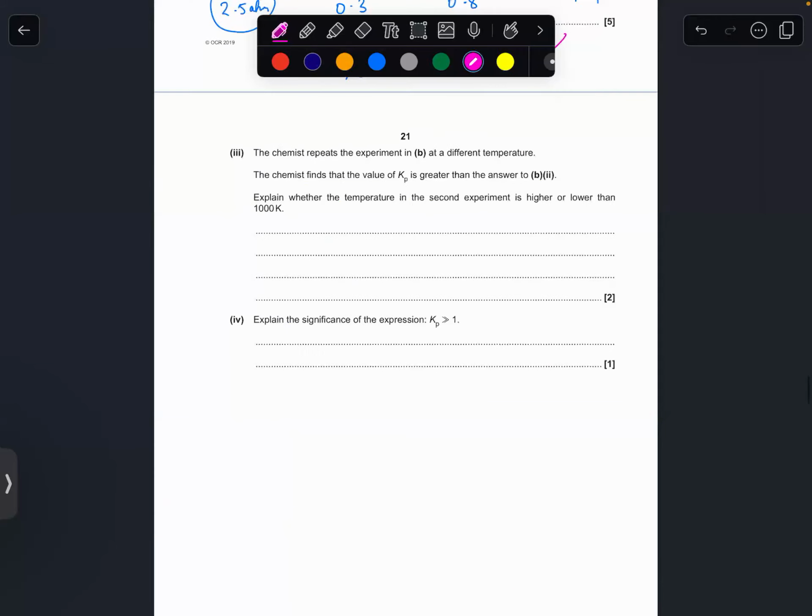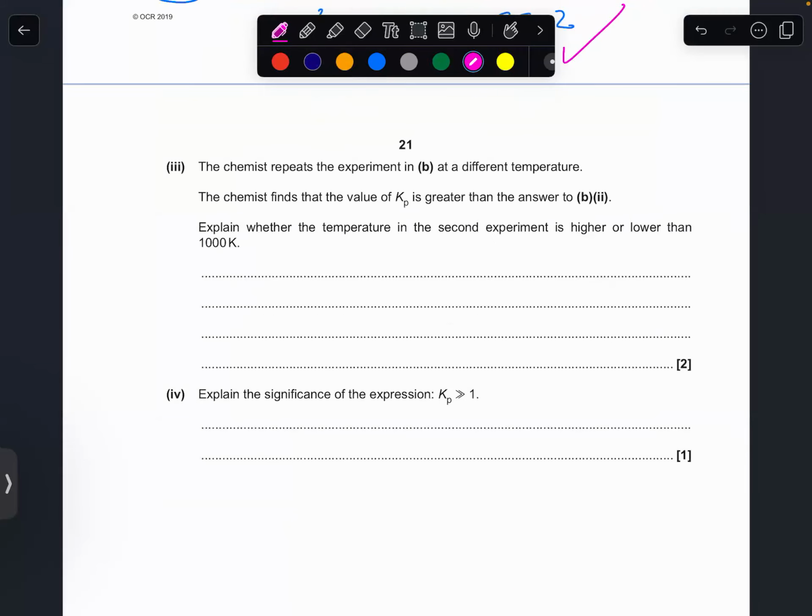This question here, it's saying the chemist repeats the experiment at different temperatures. So I'll draw the equilibrium setup again, so we can refer to this.